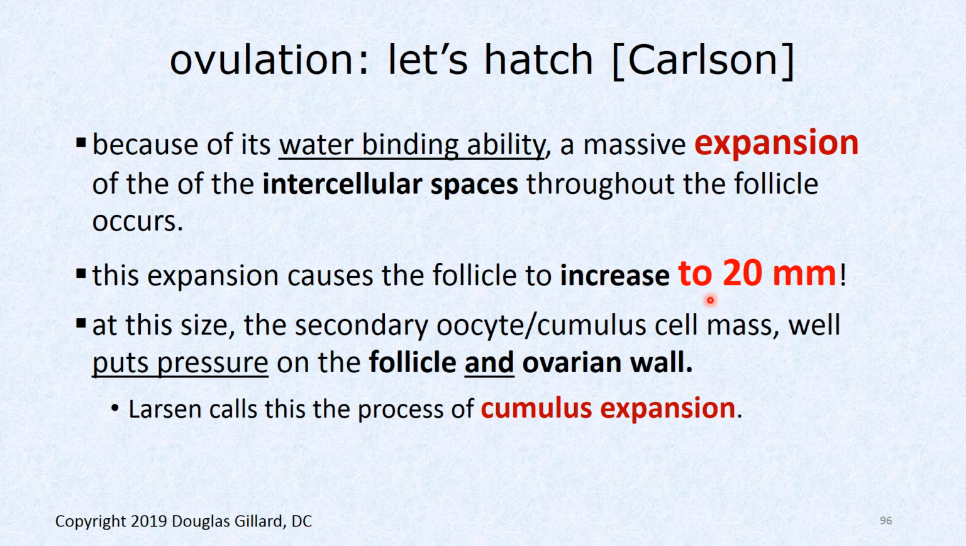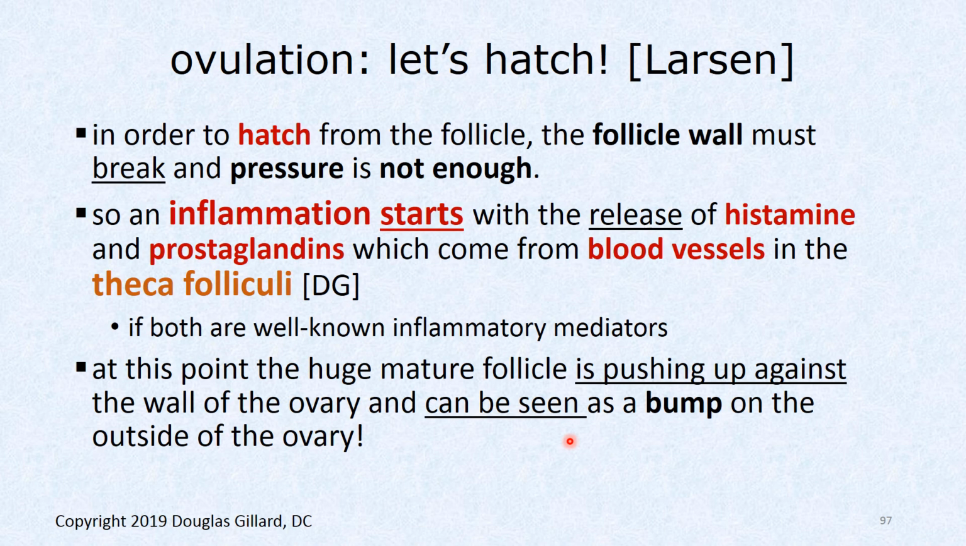And in fact, it's so big, it's starting to bulge out the ovarian wall and the follicle as well. And at this point, Larsen calls it a cumulus expansion. He's the only one who calls it that, so probably won't be on chiropractic boards. But we still can't hatch yet. It's ready to burst, but we still can't hatch. So we need to wither away that wall between the ovary and the wall of the follicle as well. So how do we do that?